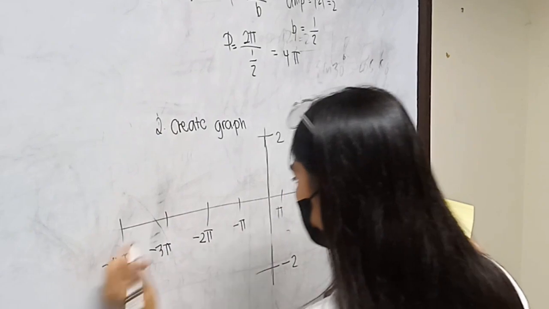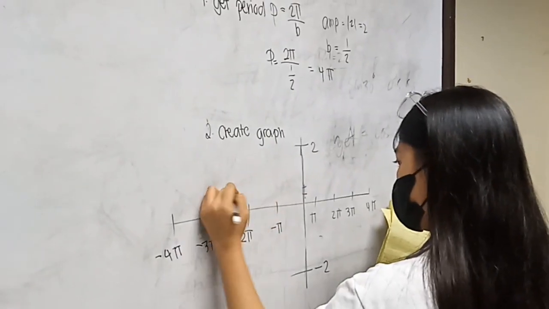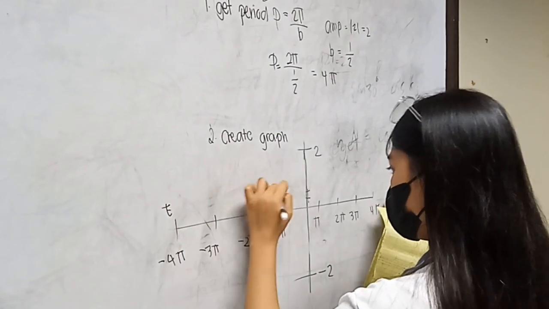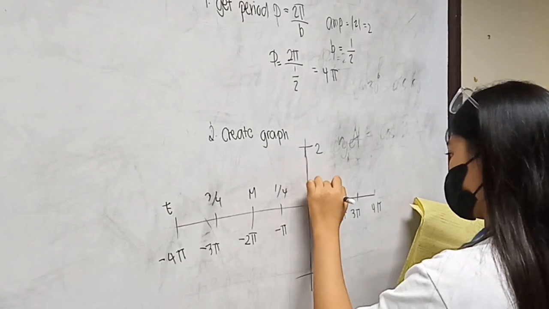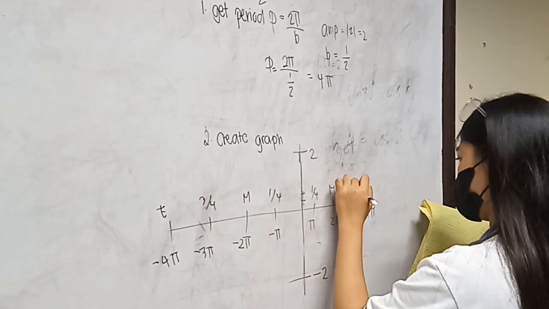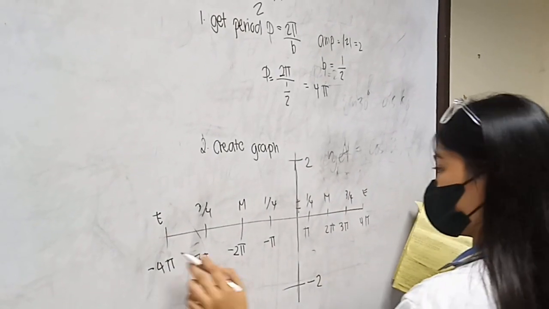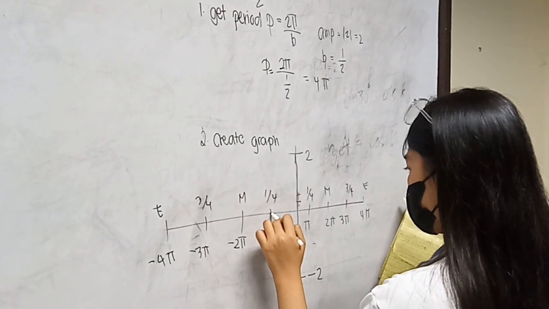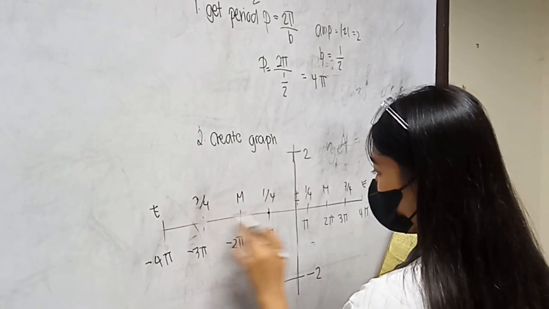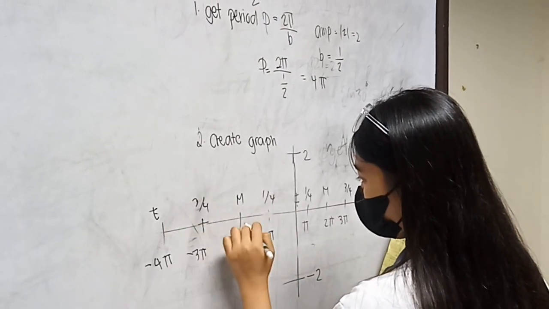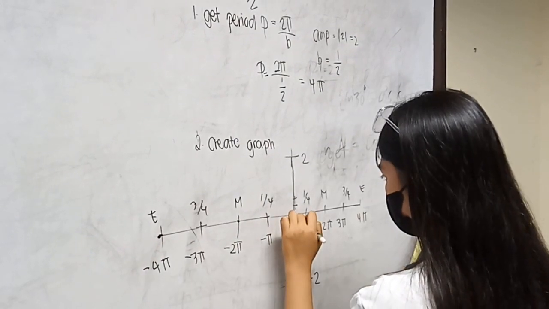Half of 4 pi is 2 pi, which is the value of the middle point, and half of the middle point is the value of 1/4, which is pi. The 1/4 and middle added together will be 3 pi, which is the value of 3/4. Next, our value of a is greater than 0, so the maximum value of sine is at 1/4 and the minimum value is at 3/4.